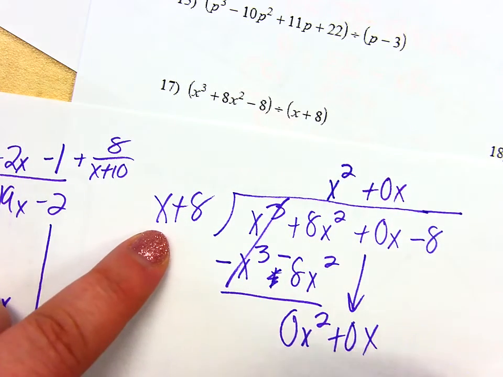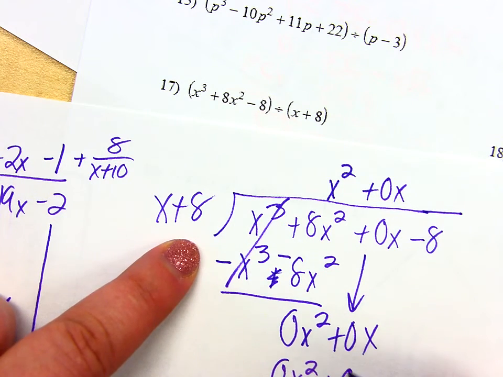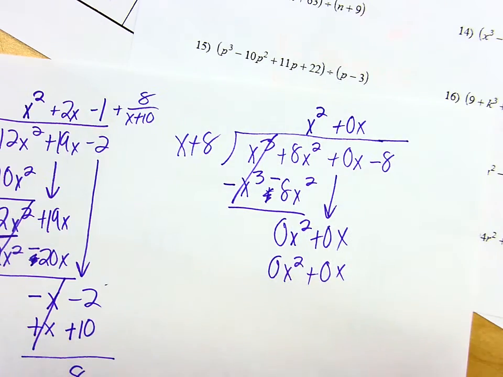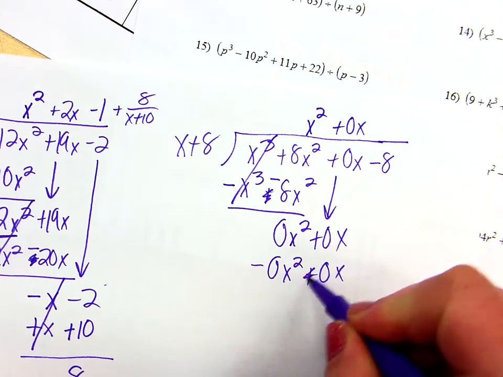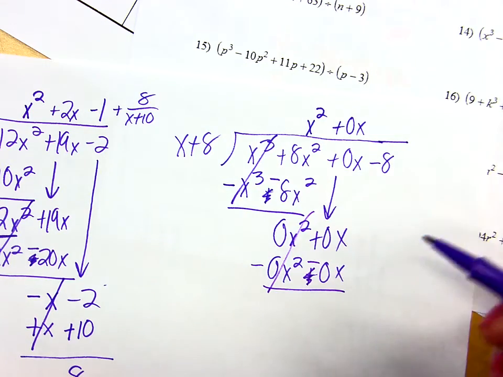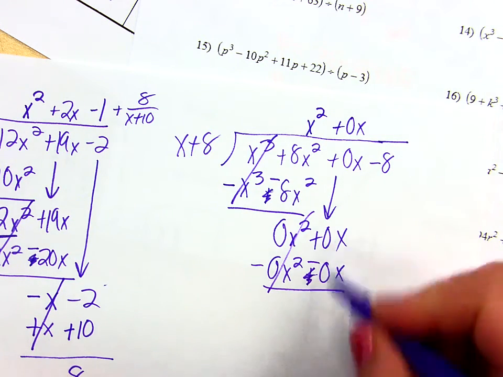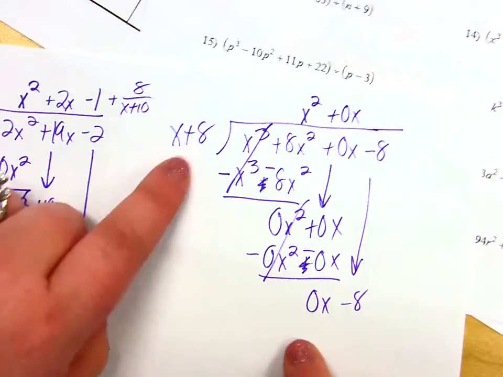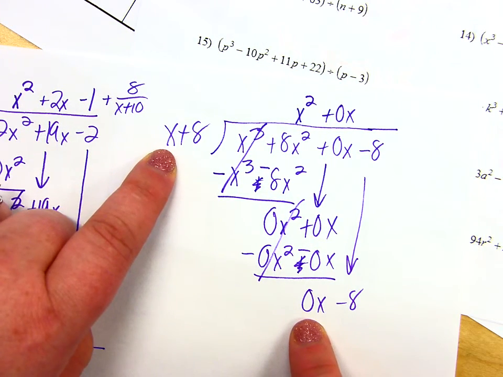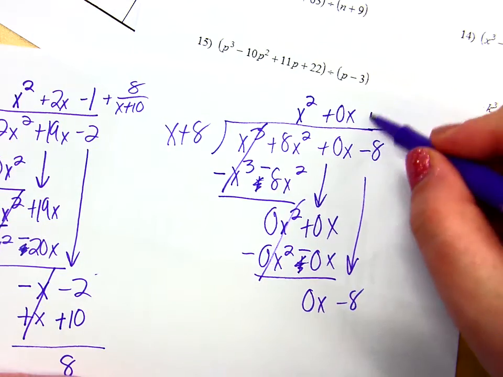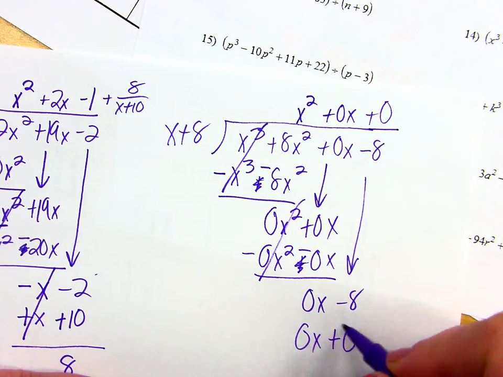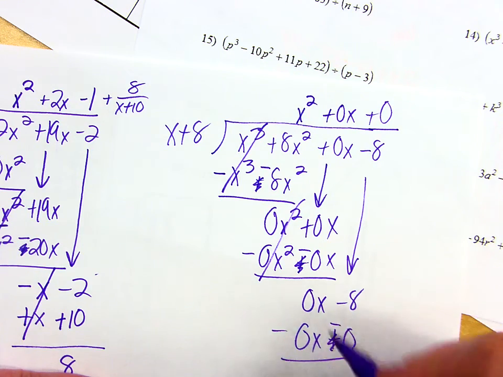I multiply it through, so that would be a 0x squared plus 0x. Now I subtract them both. This doesn't usually happen, but it can. All right, so that's just 0x. Bring down my next number. What do you multiply x by to get 0x? 0. So plus 0 at the top. Multiply the 0 through. 0x plus 0. Minus them both.